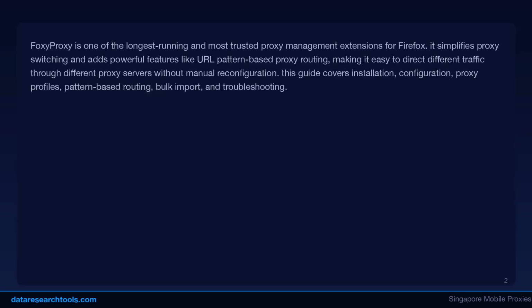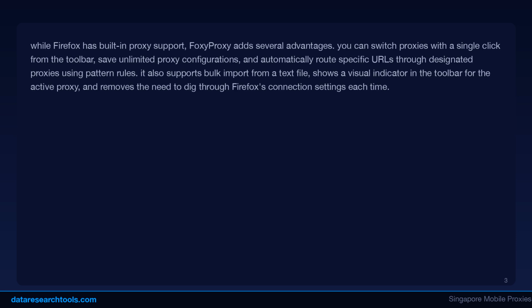You can switch proxies with a single click from the toolbar, save unlimited proxy configurations, and automatically route specific URLs through designated proxies using pattern rules. It also supports bulk import from a text file, shows a visual indicator in the toolbar for the active proxy, and removes the need to dig through Firefox's connection settings each time.